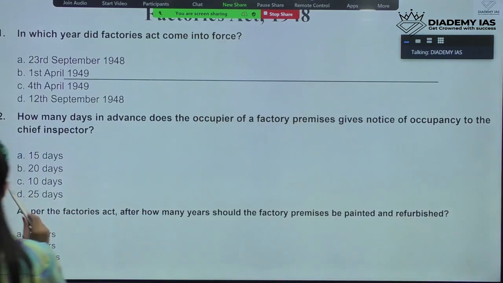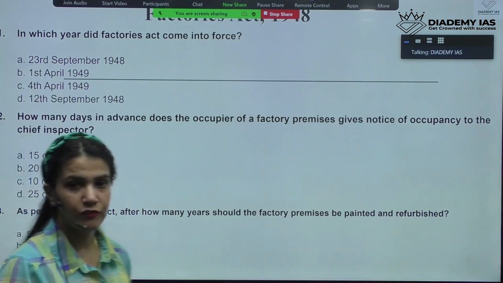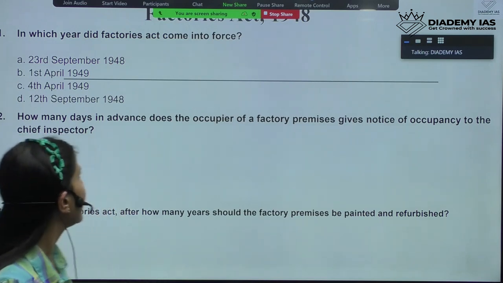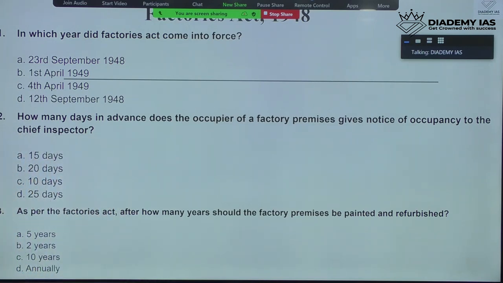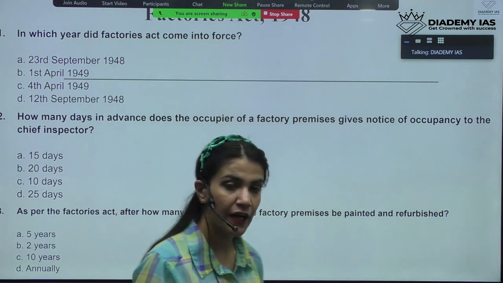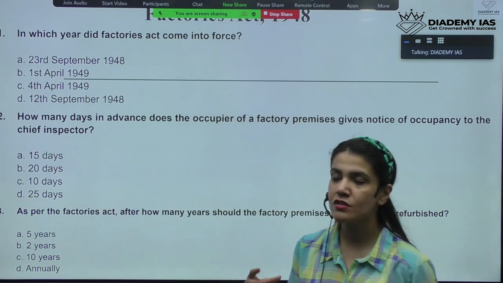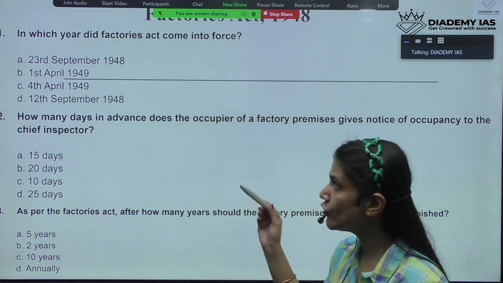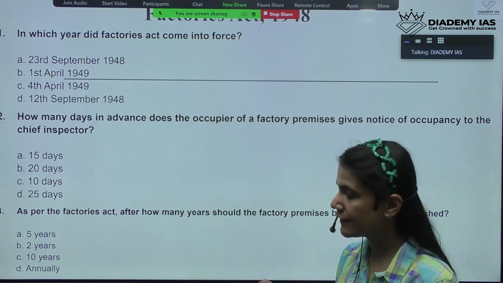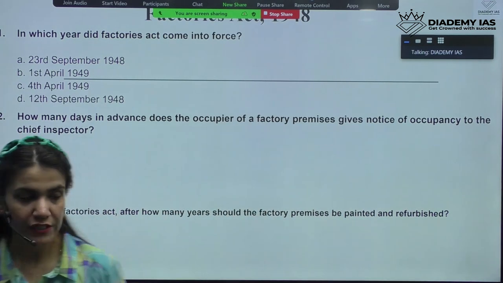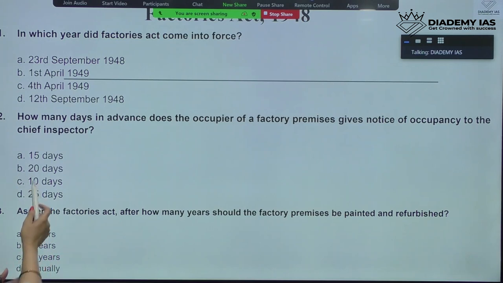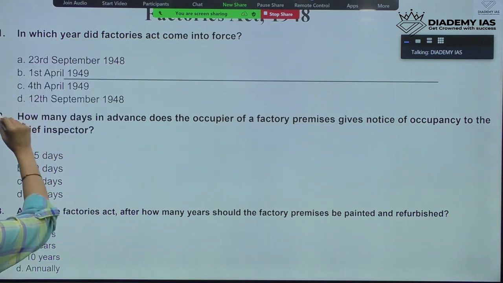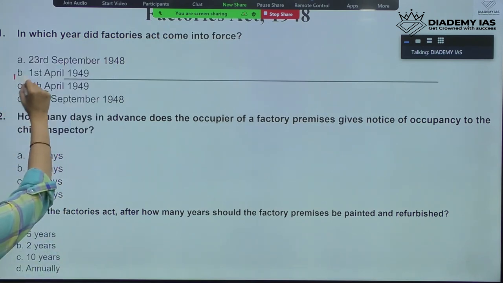The first PYQ I've included is Factories Act 1948, and the first question, as you can see here on the board, says: in which year did the Factories Act come into force? The questions are more of a basic level, the rigor level is simple. So you have to remember the date of each act when it was enacted. For the Factories Act especially, the date is 1st April 1949, clearly. So this is going to be our option, and it's a very scoring question, so you can easily attempt it.